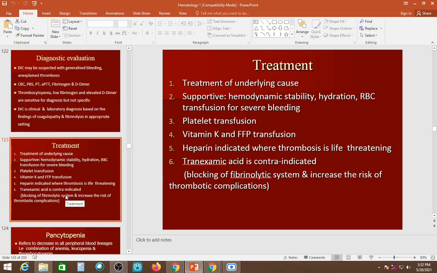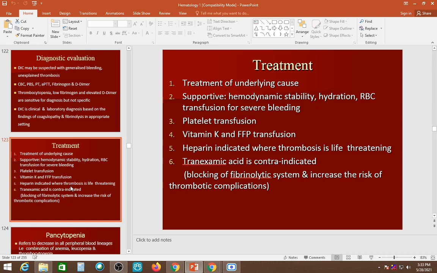So now comes the treatment. Under the treatment, basically, as we know the causes, we have to treat the underlying cause. If you feel that sepsis is the cause, treat the sepsis. If you feel that malignancy is the cause, you have to treat the malignancy like AML. You have to treat that cancer, that AML. If you feel that it is caused by drugs or it's because of intravascular hemolysis like malaria, we have to treat the underlying cause.